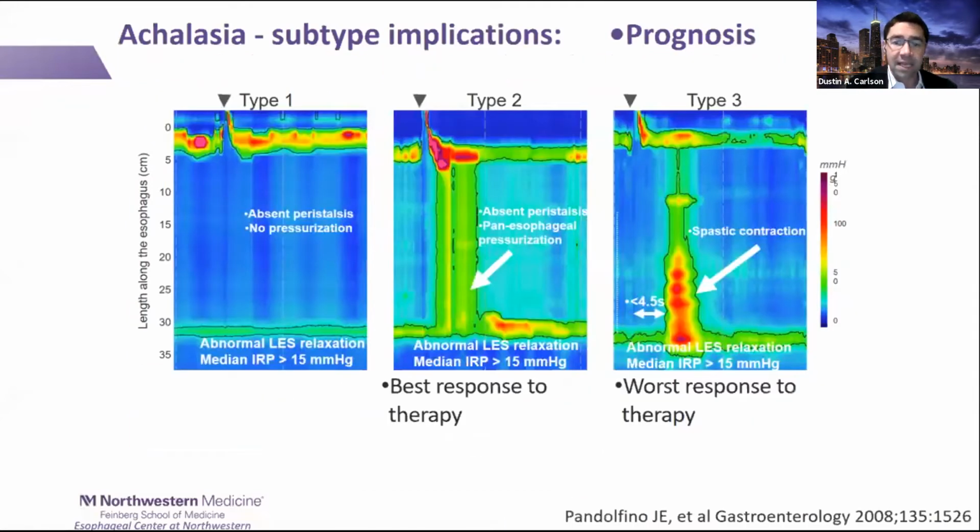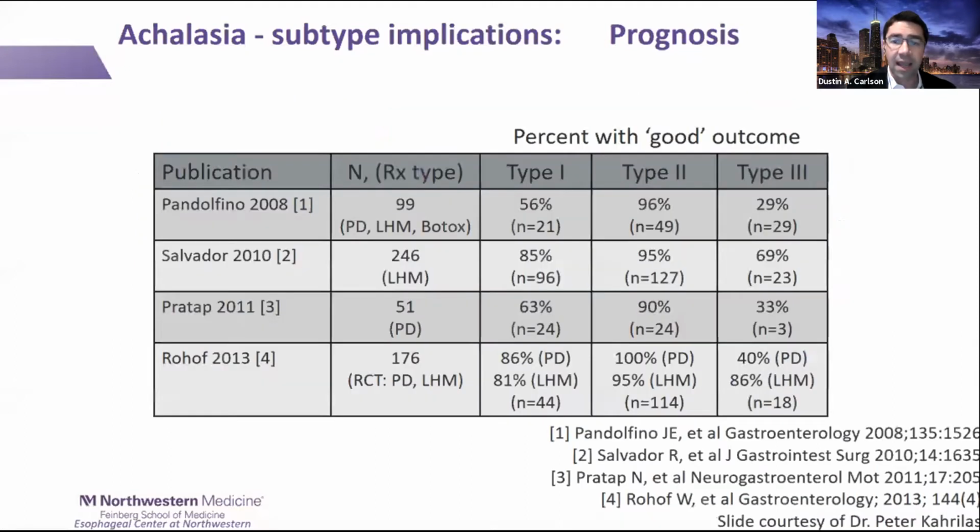Now, the subtyping of achalasia, which we see here represented by type 1 achalasia with no pressurization, type 2 with panesophageal pressurization, and type 3 or spastic achalasia with these spastic contractions, provides a method to prognosticate response to therapy, such that utilizing this across all types of achalasia therapies, patients with type 2 achalasia have the best treatment outcomes, and patients with type 3 achalasia have the worst responses to therapy. And this has been demonstrated in multiple studies.